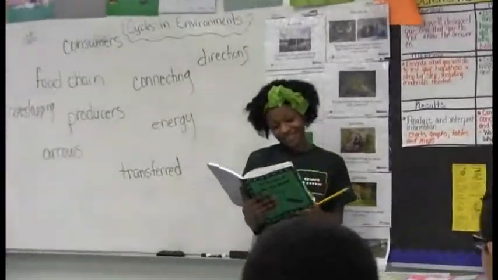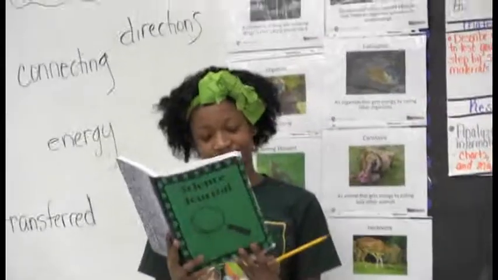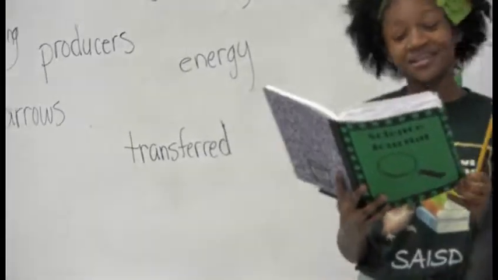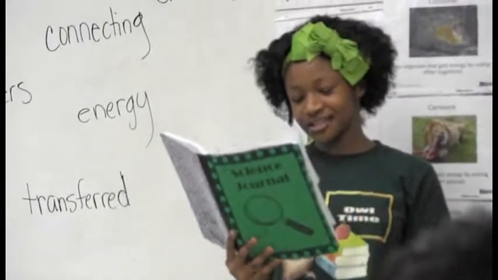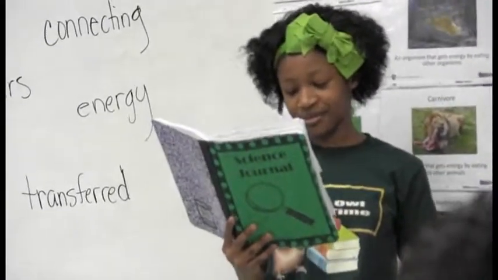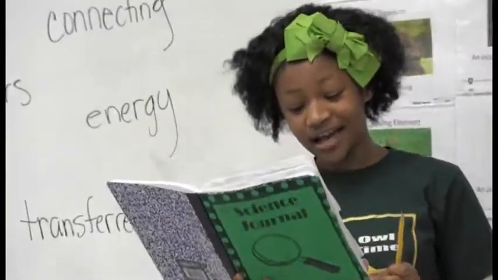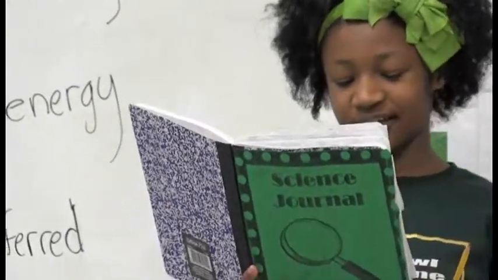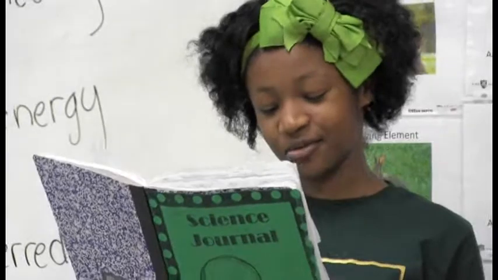My claim was I claim that a food chain is different from a food web because the food web... A little bit louder. I can't hear you. Because the food chain is made out of one chain and the food web is made out of different chains. I know this because in the experiment it shows that the food chain is one chain and the food web has different chains combined.